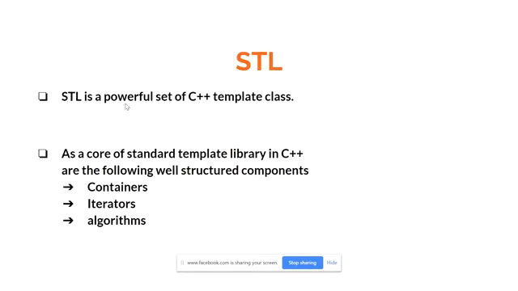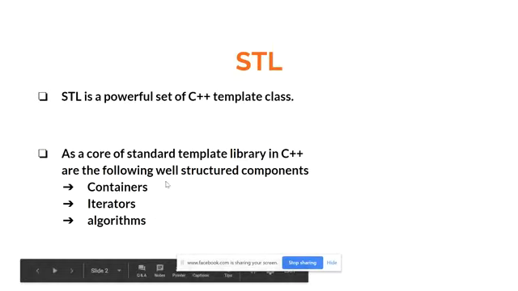So when we go back here, now we understand this line. Now we know what actually a template is. STL is a powerful set of C++ template classes. This means that we have readily available classes which can accept all the data type values in a single class. We don't need to make different classes for all data types. Now next, the second point: as the core of the standard template library in C++, there are so many classes in STL, so we divide those classes into three categories. One is containers, second is iterators, and third is algorithms.